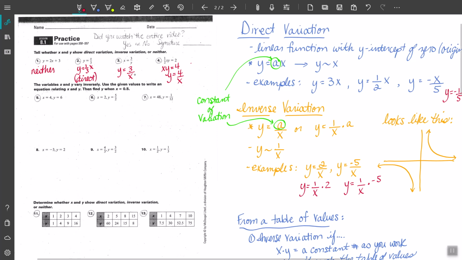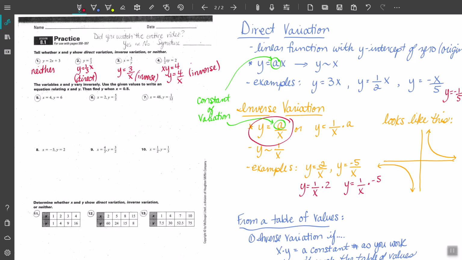And then here in number 3, this is our first one that shows inverse variation. This follows the formula over here, y equals the constant of variation, 3, over x. So this one is inverse. And then the last one looks the same as number 3. It's just that we've got a 4 as our constant of variation instead of 3, but it is being divided by our x, and so this one is also showing inverse variation.